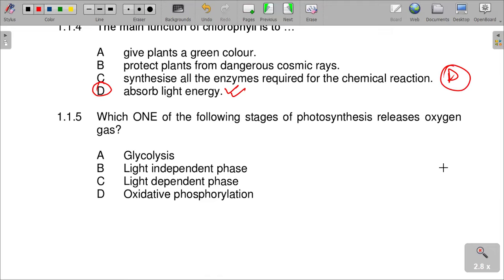Which of the following stages of photosynthesis releases oxygen gas? It is the light-dependent phase. The light-dependent phase releases oxygen, which is letter C. The light-dependent phase is the stage of photosynthesis where oxygen is produced.